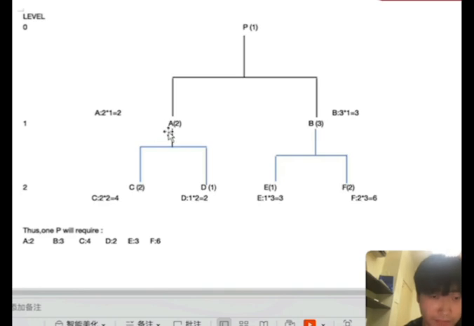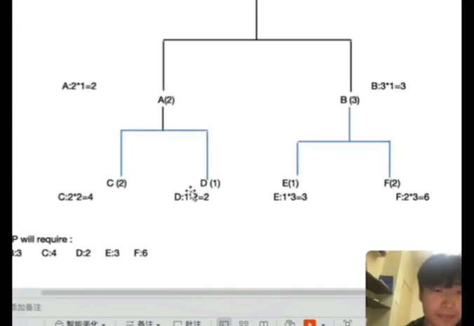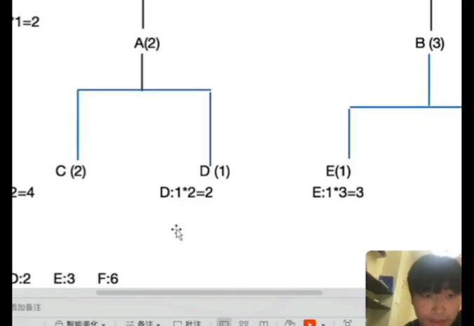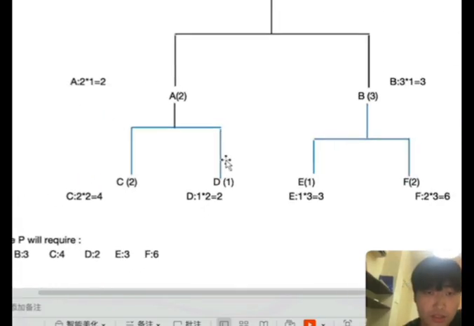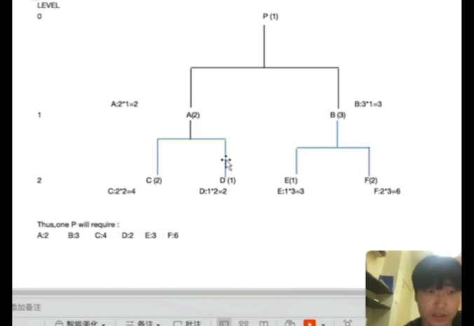And 1A requires, the first one means 1A requires 1D, right? And the 2 means, at the original level 0, 1P needs 2A, so 1P needs 1 plus 2 equals 2D. 1P also requires 3E and 6F. The same calculation, right?